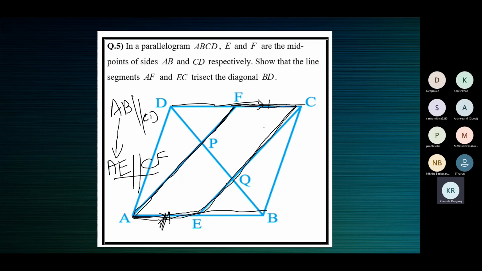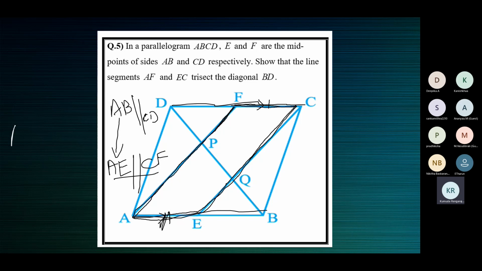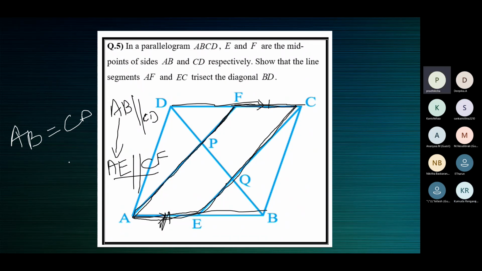Now we'll have to prove that AE is equal to CF. So how do we prove that? Is AB equal to CD? Yes, ma'am. Why is AB equal to CD? Opposite sides of parallelogram. Thank you. Yes. So opposite sides of parallelogram ABCD are equal.